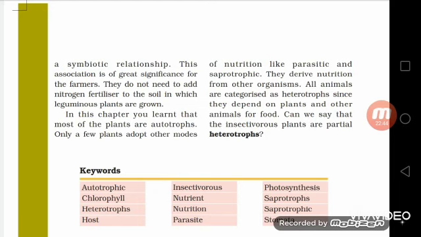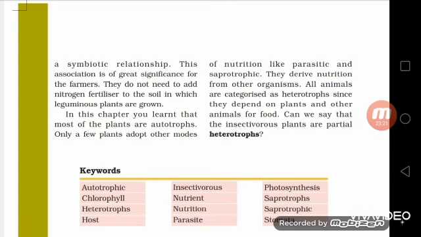In this chapter you learned that most of the plants are autotrophs. Only a few plants adopt other modes of nutrition like the parasitic mode of nutrition. Inside it, the example you can consider is cuscuta. Parasitic mode of nutrition, that is cuscuta. And saprotrophic mode of nutrition, that is mushroom and fungi. They derive nutrition from other organisms. All animals are categorized as heterotrophs since they depend on plants and other animals for food.